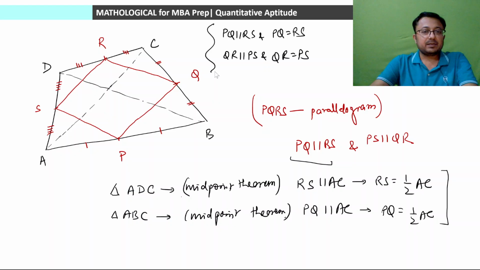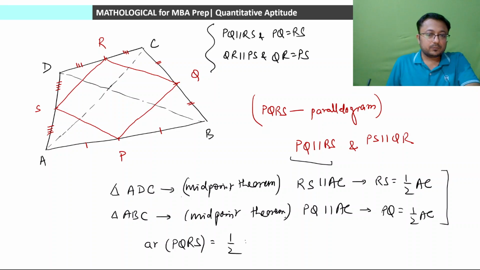क्या ये बात अप्रिशिएट कर पा रहे हो? ठीक है, is this clear? And not just that, area of that quadrilateral PQRS is half that of area of ABCD. So area of PQRS is equal to 1 by 2 area of ABCD.